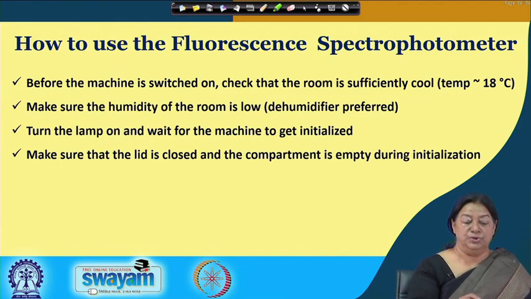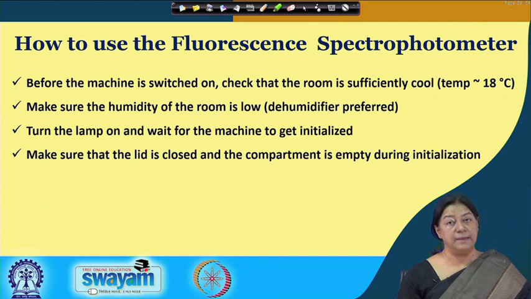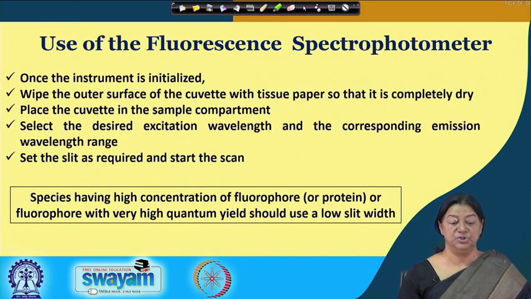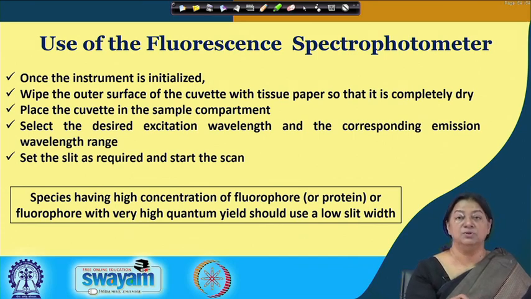Now, how do we use this? Before the machine is switched on, we check the room is sufficiently cold, we check the humidity is low, we turn the lamp on and we wait for the machine to get initialized. We have to ensure that the lid is closed and the compartment is kept empty during the initialization procedure. Once the instrument is initialized, we have to wipe the outer surface of the cuvette with tissue paper so it is completely dry. Place the cuvette in the sample compartment and then select the desired excitation wavelength.